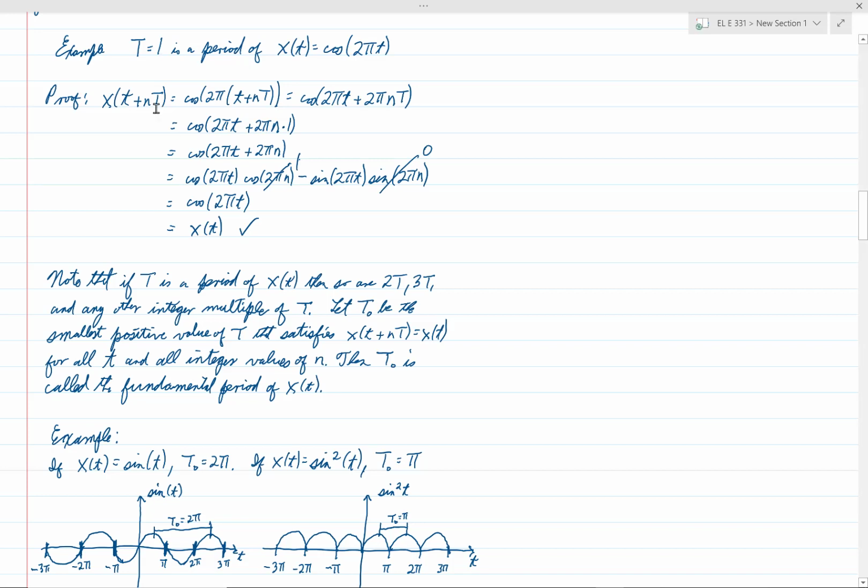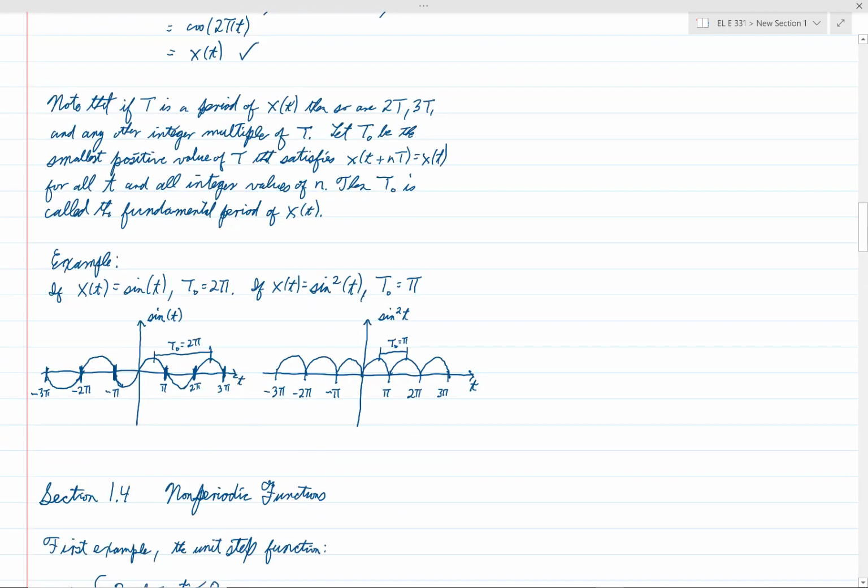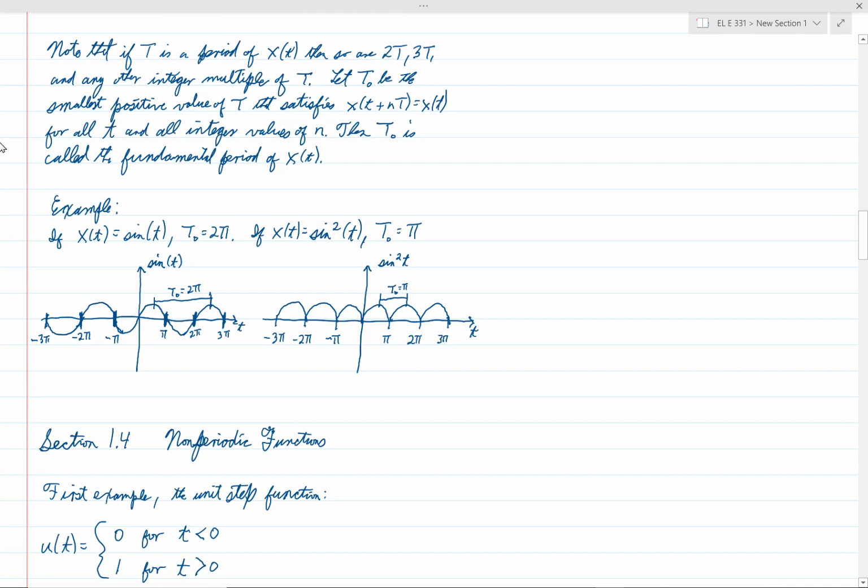So T naught, this 1 here, is the fundamental period. It is the value of T naught in that case. And we look now at a couple of other cases. If x of t is equal to sine t, then T naught is 2 pi. If x of t is equal to sine squared t, T naught is equal to 1 times pi. And you can see that most easily from the graph here. Here's a drawing of sine of t.